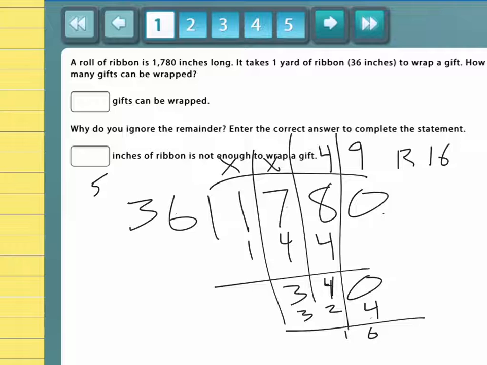So I can wrap only 49 gifts. I don't have enough ribbon because I need 36 inches, and I don't have 16 inches left. So what do I do with that remainder? I ignore it because I do not have enough ribbon to wrap another gift. So the answer is 49, and I ignore the remainder.